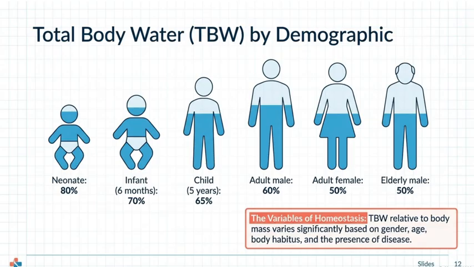Total body water varies with age and gender. In neonates, it is around 80%, which gradually decreases as age increases. In adults, it is about 60% in males and 50% in females. In the elderly, it further decreases. So, when we prescribe fluids, we must consider age, gender, and body composition.